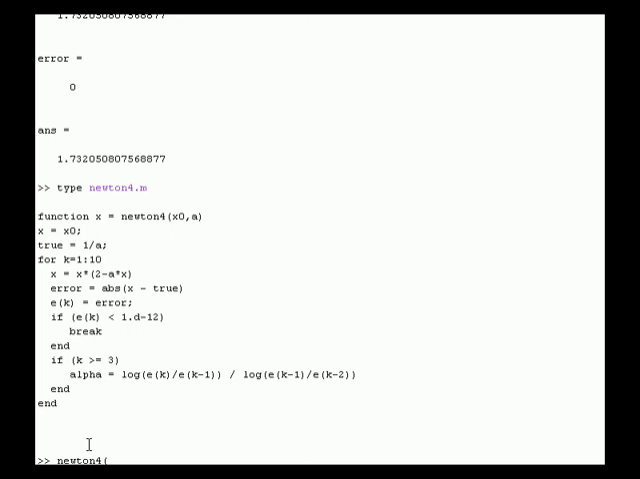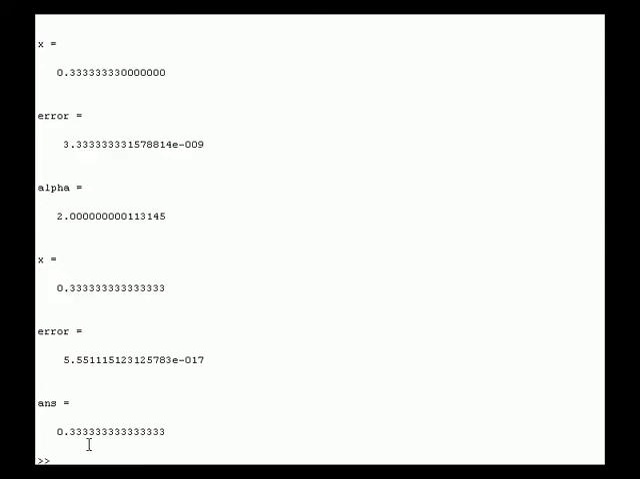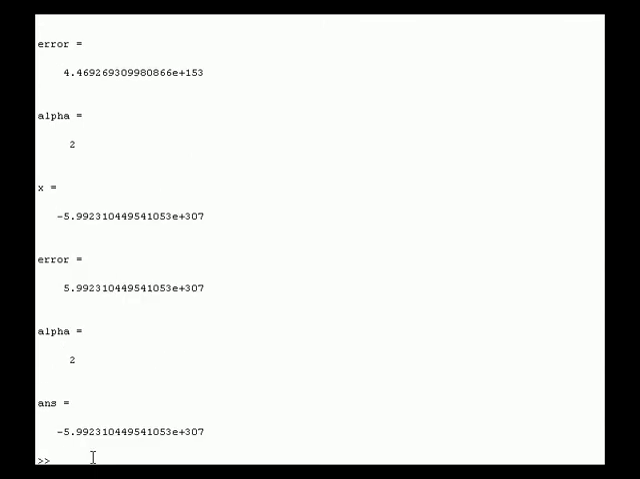Let's start from, well, it's going to be 1/3, so let's start with 0.3. And it converges rapidly to 0.33333. Let's start a little further away. Start at 1. Well, that doesn't converge. In fact, it goes off to infinity, basically.